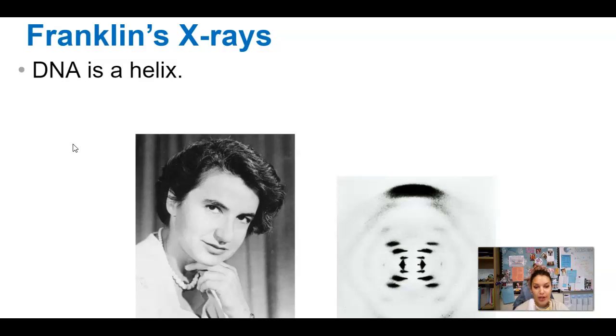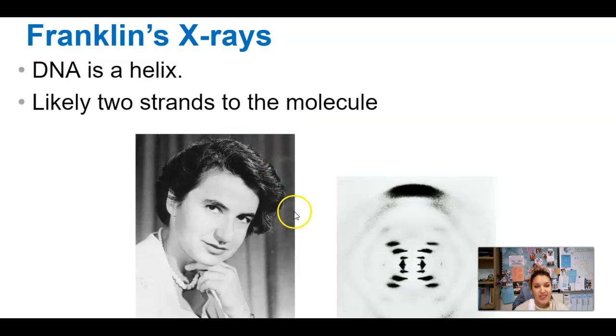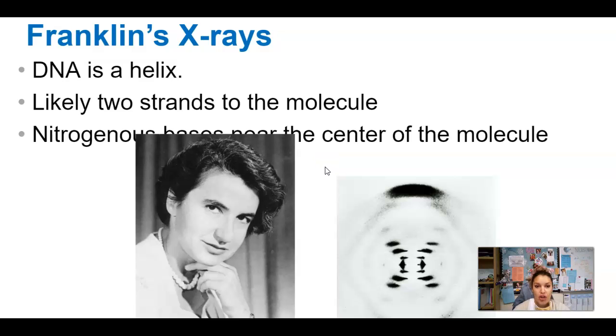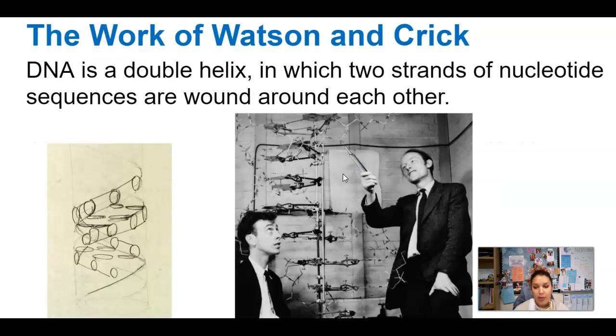Okay, so on to one of the most amazing women in science history. Her name is Rosalind Franklin. She used X-rays to study DNA, and she was the first person to say that DNA is a helix shape. So it's likely 2 strands is another conclusion she made. The nitrogenous bases are near the center of the molecule was another thing that she discovered. The sad part about it is that she didn't live long enough because the X-rays ended up giving her cancer. She didn't live long enough to win the Nobel Prize with these 2 guys.